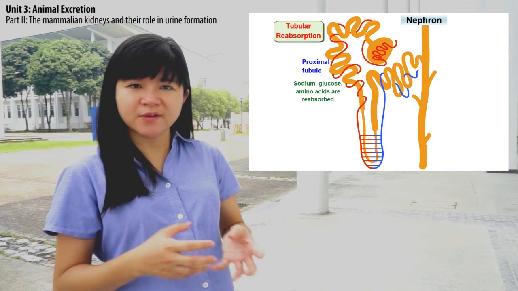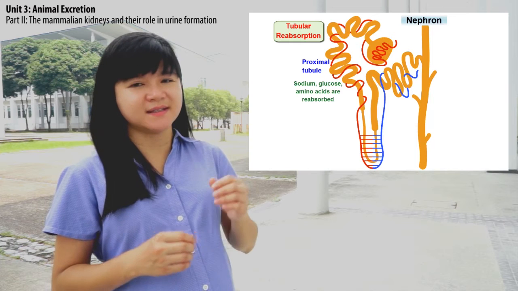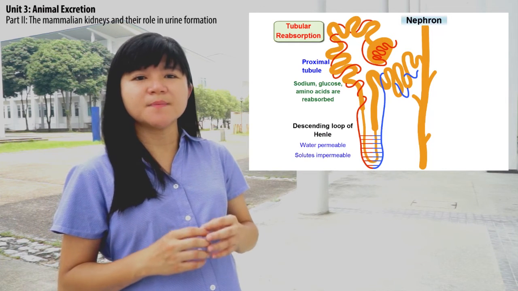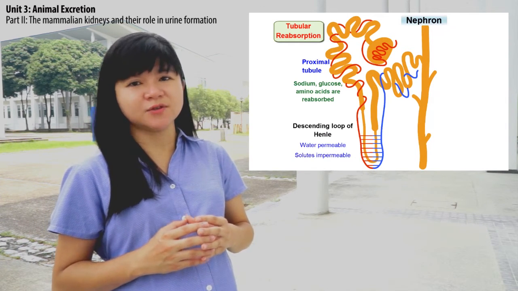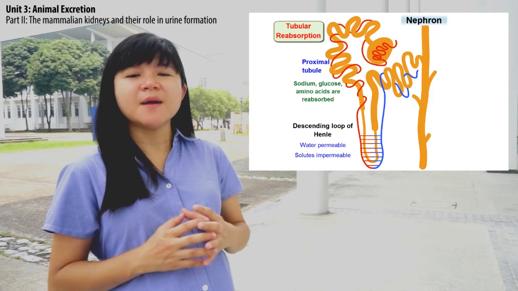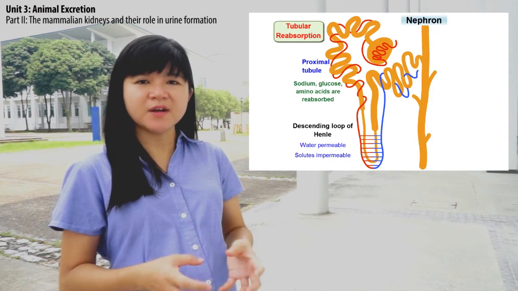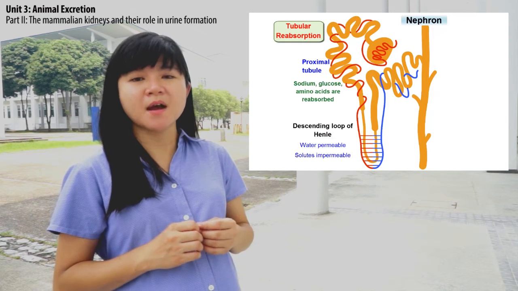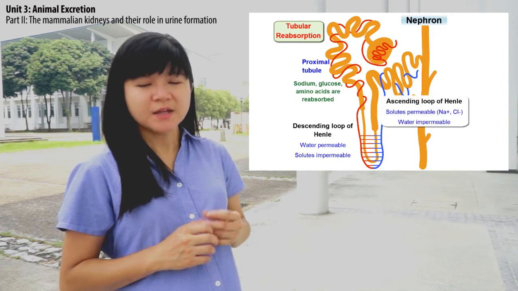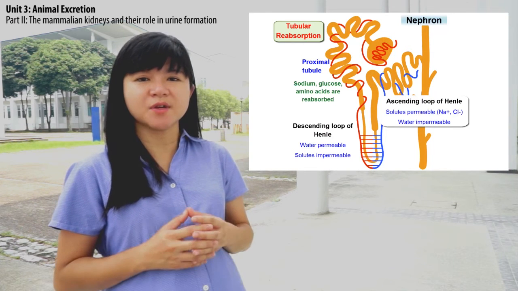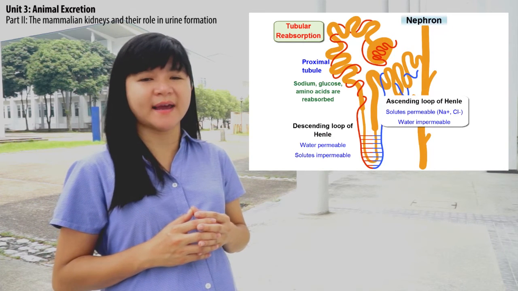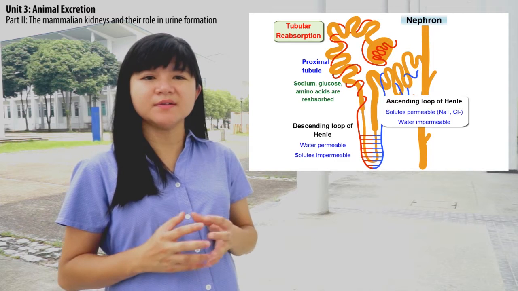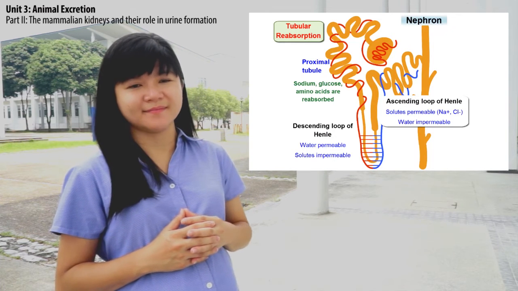Water is passively reabsorbed in the thin wall of the descending loop of Henle, which is water permeable but impermeable to solutes. And about 25% of sodium ions is actively reabsorbed in the ascending limb of the loop of Henle, which is impermeable to water. The remaining sodium ion is reabsorbed through the co-transport of chloride ion. It is also moderately permeable to urea.